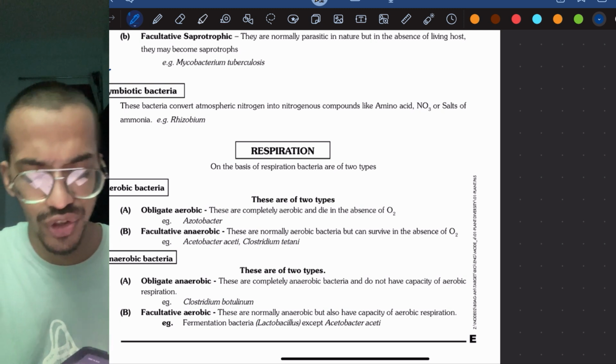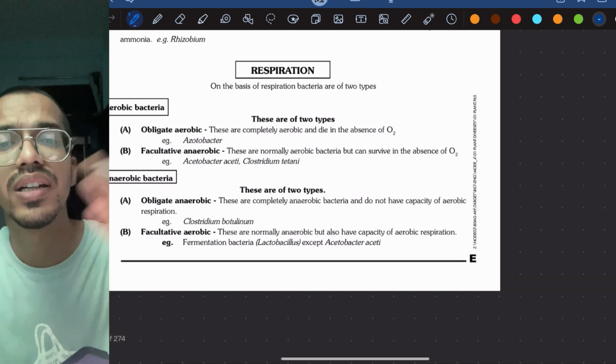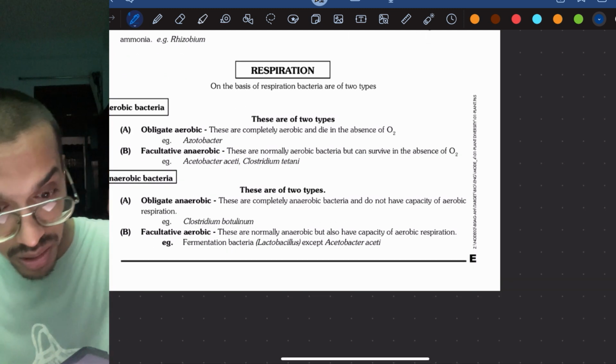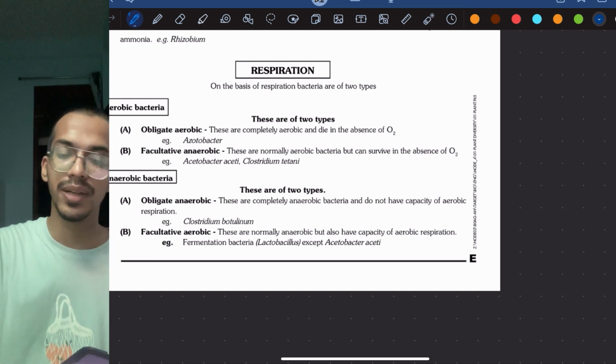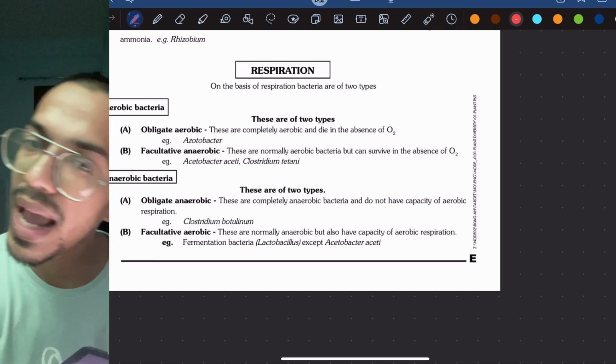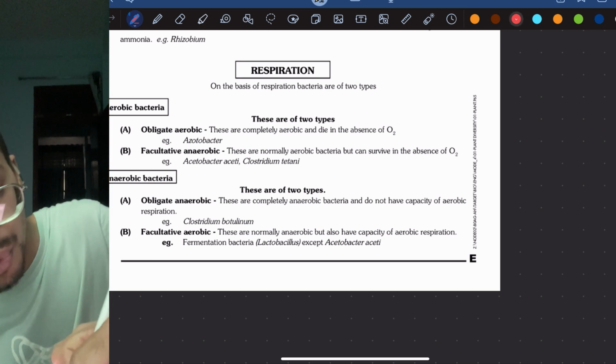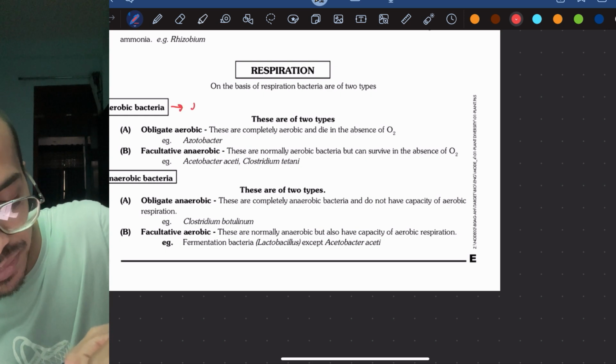Then comes the respiration. It is also based on the facultative or obligatory ways. Remember it over here. So there are aerobic bacteria and anaerobic bacteria. Aerobic bacteria means those which require oxygen.